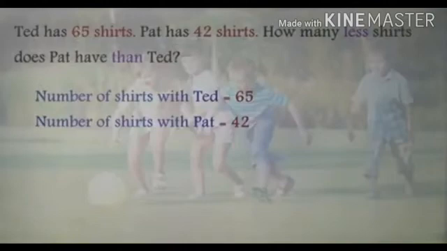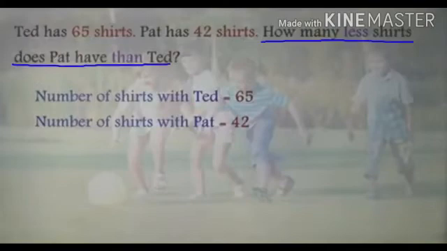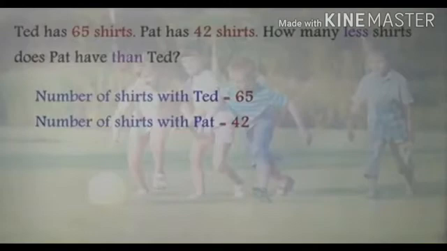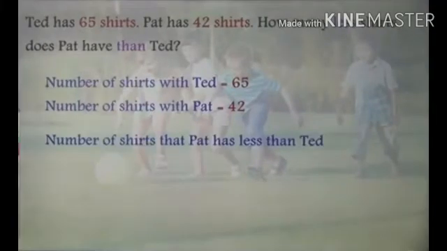The next step is to write what we need to find. We need to find how many fewer shirts Pat has than Ted. What do we need to find? We need to find the number of shirts that Pat has less than Ted. This is what we need to find. How do we find this?